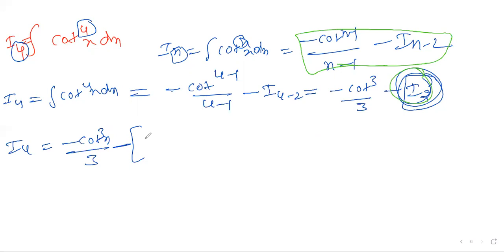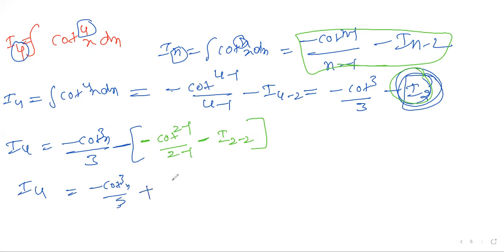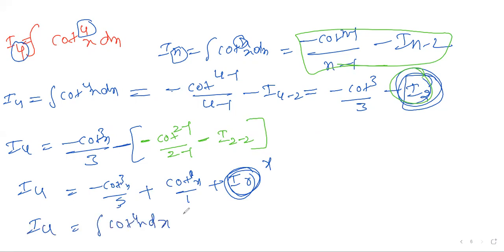For the value of I_2, you need to substitute this part. So what is the formula? It is minus cot^(2-1) x by (2 minus 1) minus I_(2-2). Clear? The continuation of a step: I_4 is equal to minus cot cube x by 3 minus, into minus, plus cot x by 1, minus into minus, it is plus again, I_0. What's I_0? The answer is x. The final answer: I_4, the integration of cot^4 x dx, is equal to minus cot cube x by 3, plus cot x, plus x, plus C.